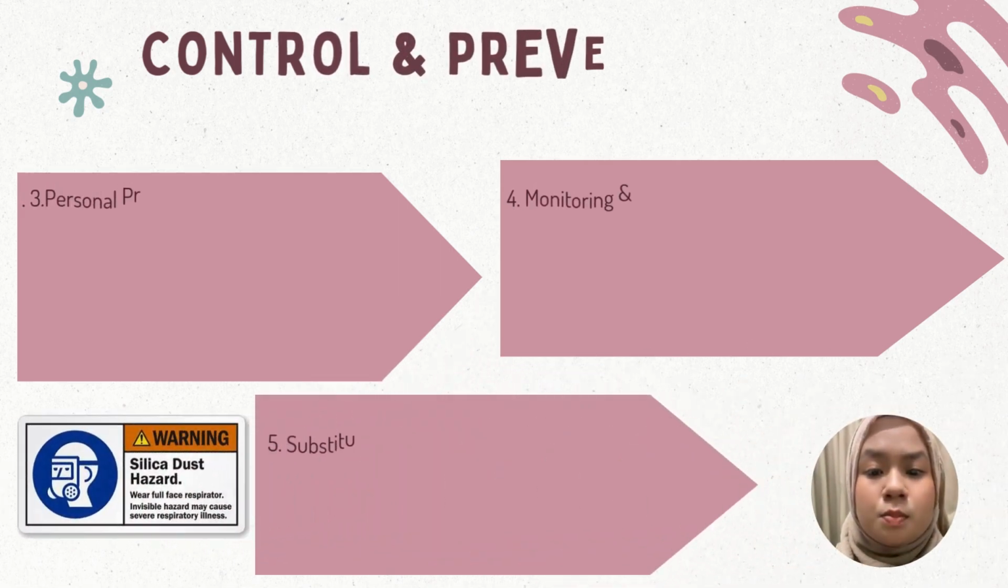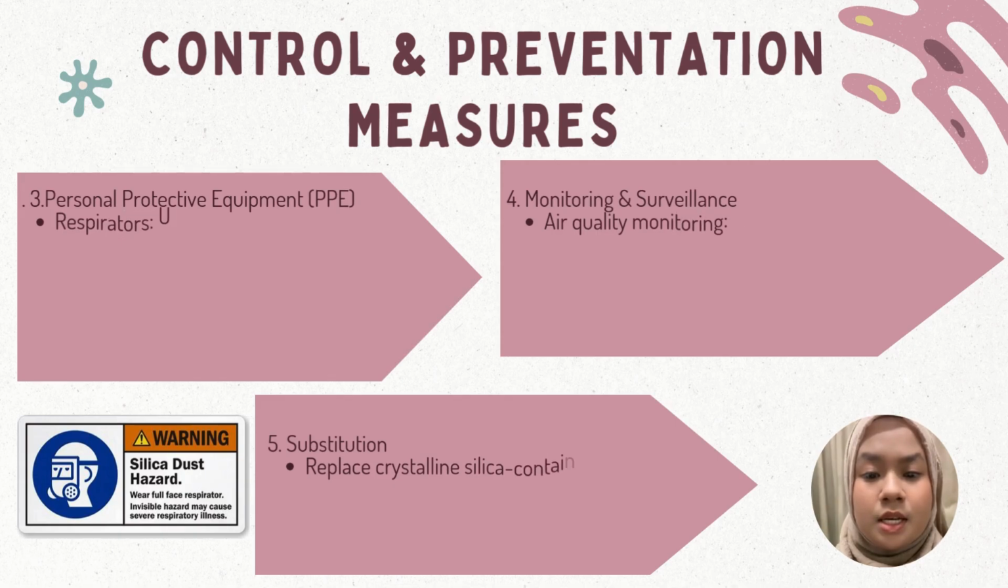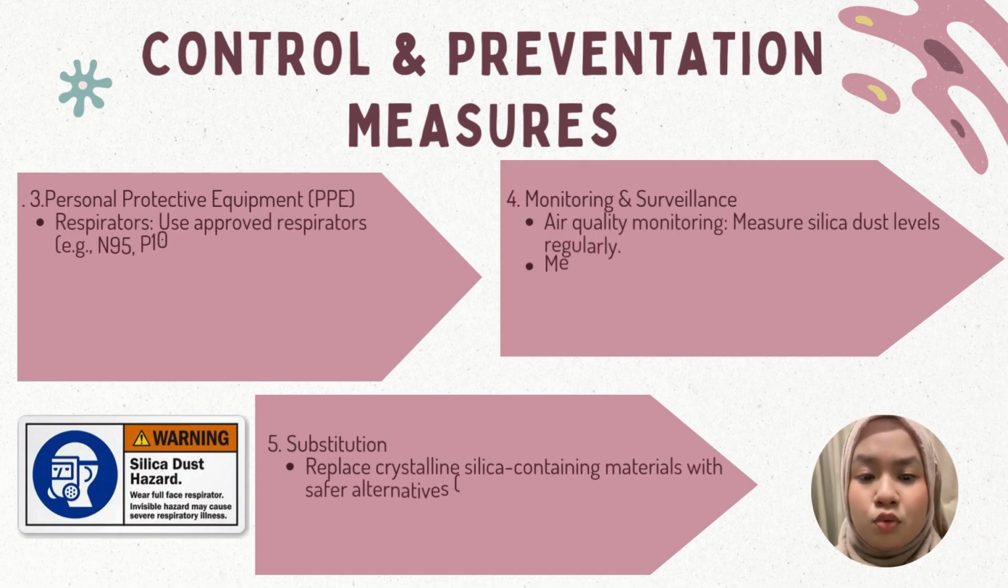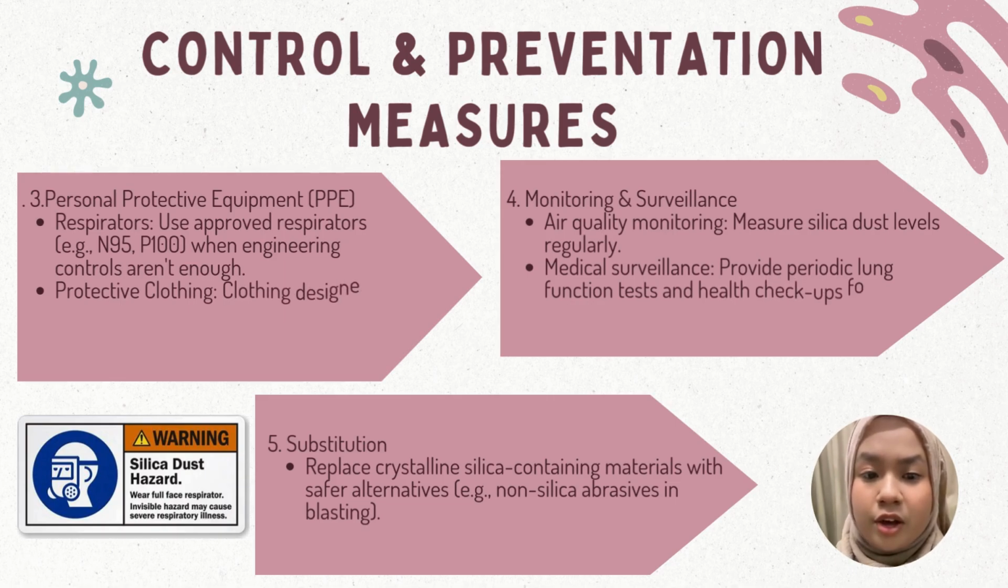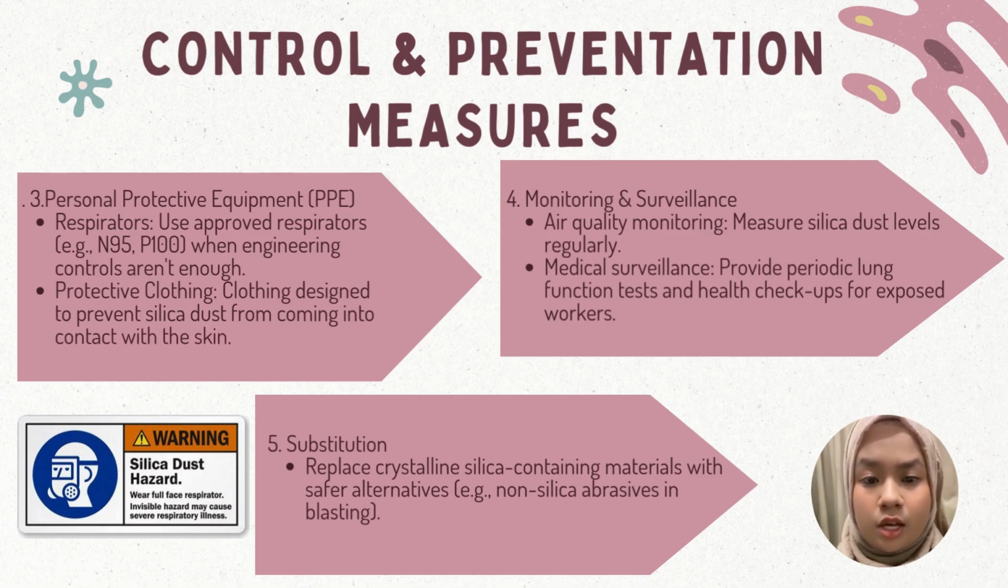Third one is personal protective equipment, PPE. PPE is the last defense. If dust cannot be fully eliminated, workers must wear approved respirators such as N95 or P100 masks. Other than that, coveralls or disposable clothing help prevent dust from sticking to skin or being taken home. Fourth, monitoring and surveillance. Regular air quality monitoring ensures silica levels remain within safe limits. Meanwhile, medical surveillance like lung function tests can detect early signs of illness even before symptoms appear.